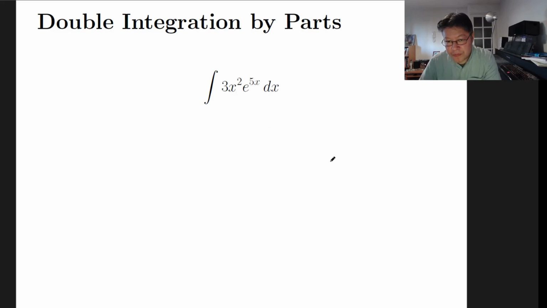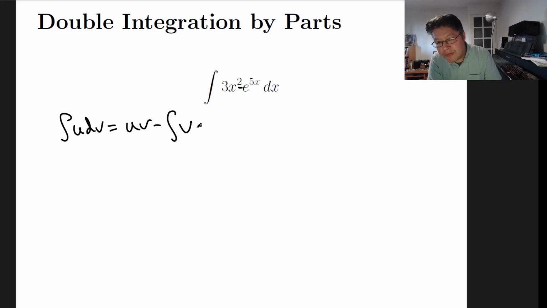Okay, so we've got an integral here, the integral of 3x squared e to the 5x with respect to x. And we can see that this is integration by parts because we've got a product of functions. We have 3x squared times e to the 5x. So let's just remind ourselves of the by parts formula. So we know that the integral of u dv is uv minus the integral of v du.